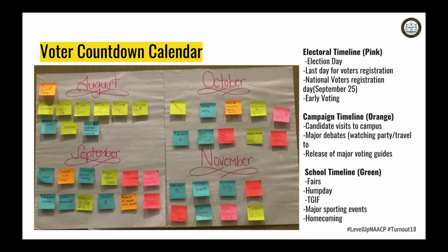Everything is kind of self-explanatory on the side. You have your legend to your right, and then you have your image to your left. So when you're doing this, you just want to break it down based off the election in your current city or county and what you have going on at your campus. So the pink represents the electoral timeline. So your election day, your voter registration day, the last day for you to register, and early voting. And then you have your campaign timeline, which consists of the candidates.